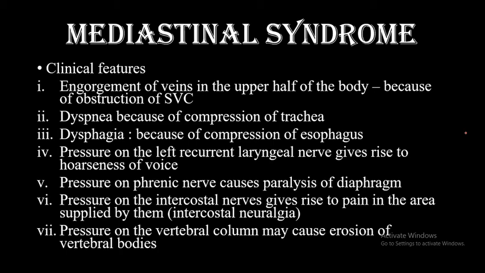There will be pressure on the left recurrent laryngeal nerve, which will result in hoarseness of the voice. There will be pressure on the phrenic nerve, which causes paralysis of the diaphragm, as the main nerve supply of the diaphragm is by the phrenic nerve. Pressure on the intercostal nerves gives rise to pain in the area which is supplied by them, that is called intercostal neuralgia. Then the pressure on the vertebral column may result in the erosion of the vertebral body.